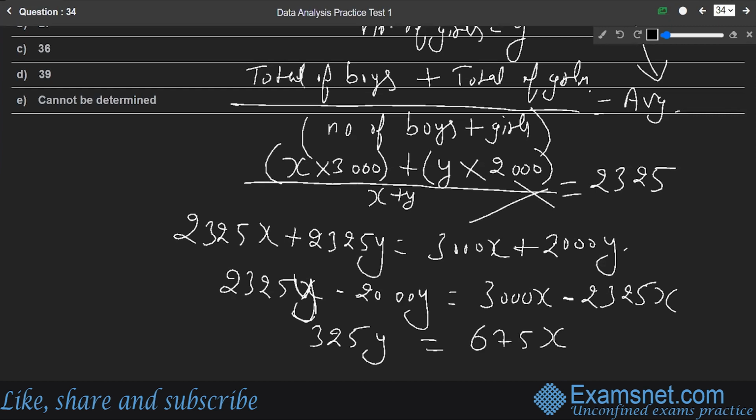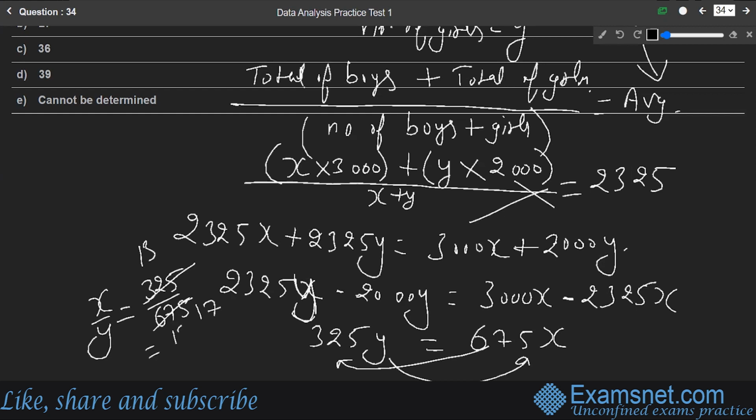So we are supposed to find out X by Y. So X by Y clearly will be, Y goes this way, 675 comes this side, so it has to be 325 by 675. If we simplify that and cut it by 25, 25 cuts 325 by 13 and cuts 675 by 27. So the ratio becomes 13 by 27. So the ratio is 13 is to 27.